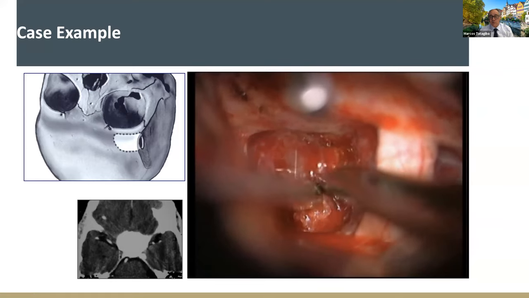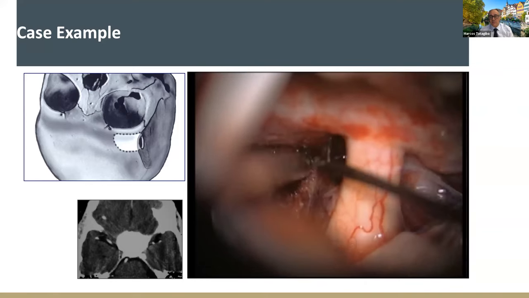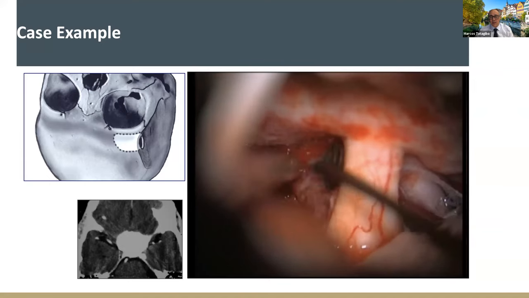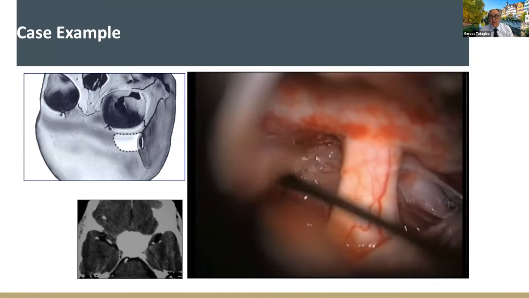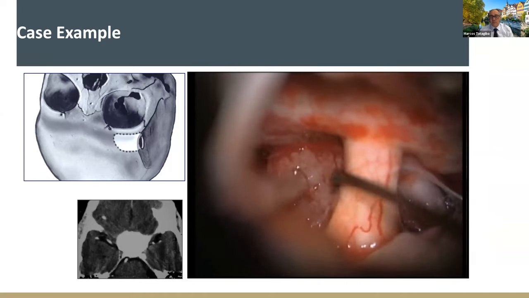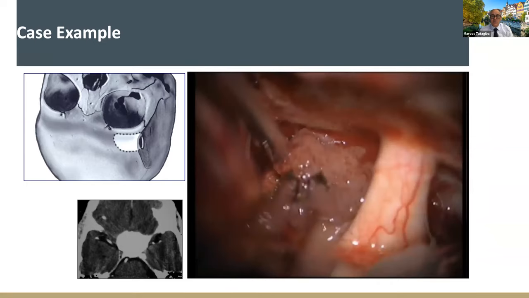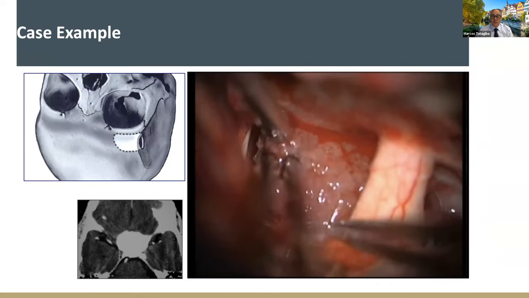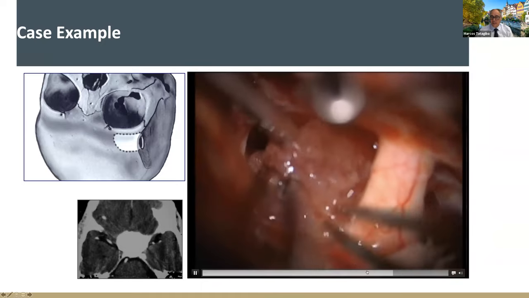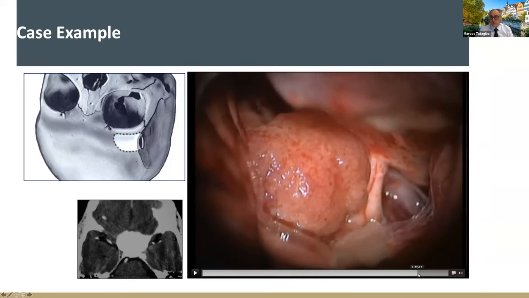I prefer to use irrigation, just the feeding vessels coming from the base. I can coagulate them. Otherwise, I do not perform a very blood-free surgery. I avoid coagulation in order to avoid thermic injury to the optic nerve. And so at the end, we can remove the tumor like this.